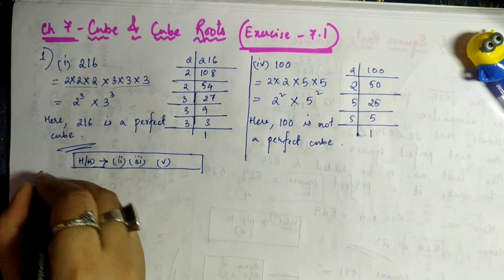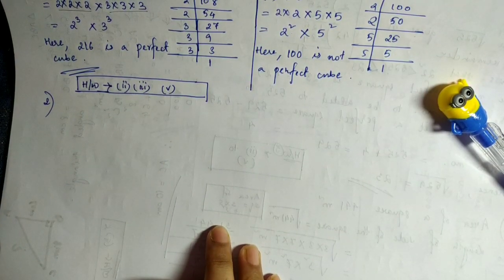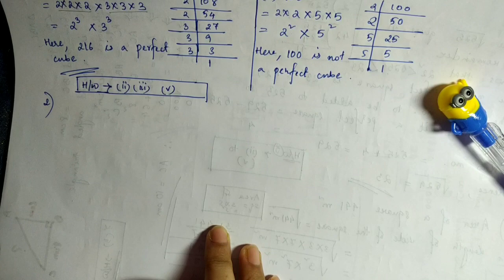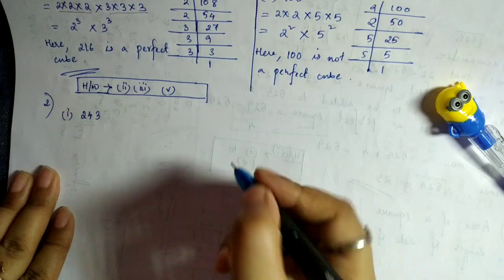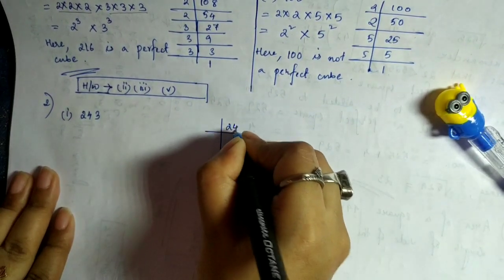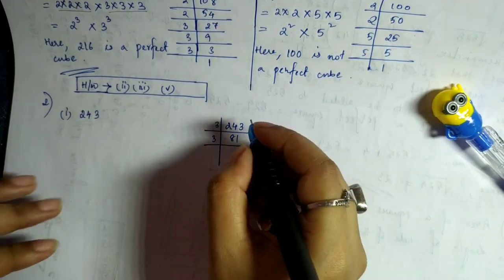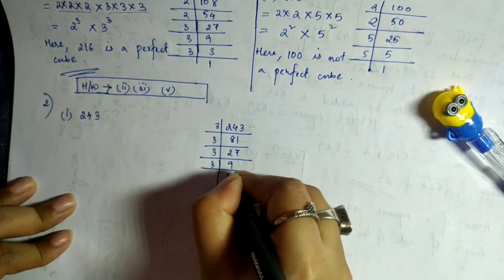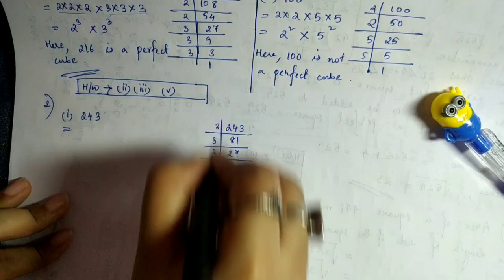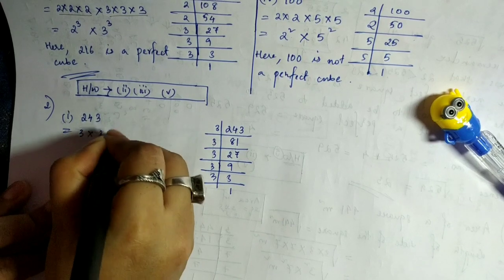Now let's move on to question number 2. What is given in question number 2? Find the smallest number by which each of the following numbers should be multiplied so as to obtain a perfect cube. The first number given is 243. Let's factorize it. 243 goes by 3, 81 again goes by 3. It doesn't go by 2, then obviously I'll try with 3. 27, 3, 9, 3, 3, 1. So let's write down the prime factors here: 1, 2, 3, 4, 5. There are 5 3s.